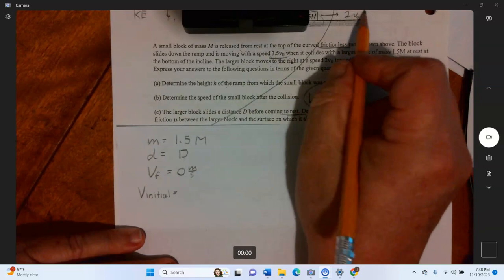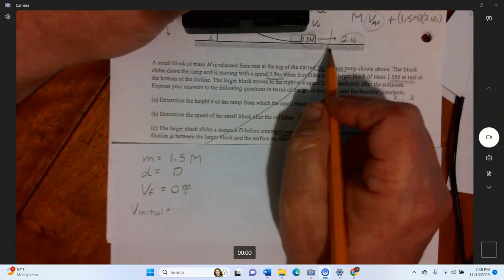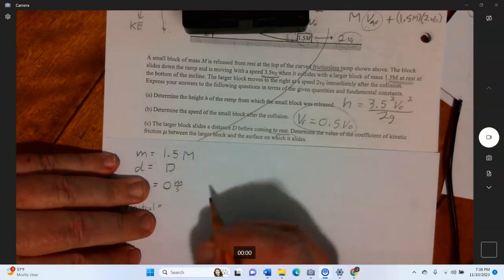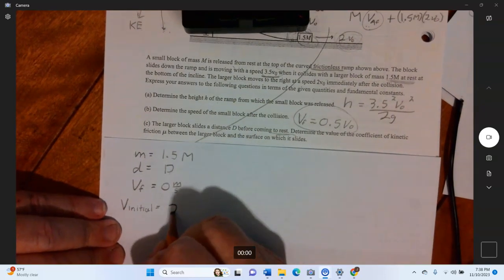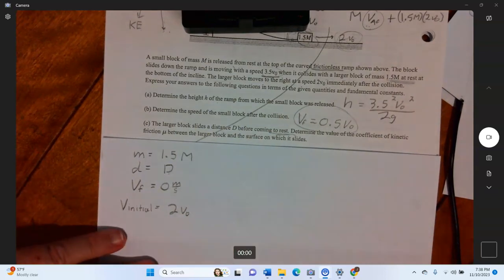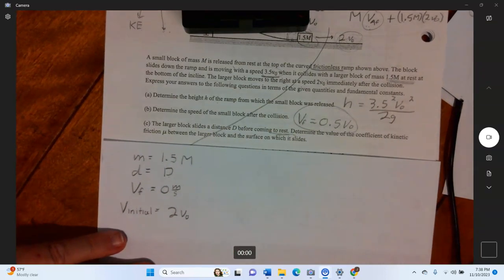But they tell you what it is. It's this number right here, if you can see that, let me move it up a little there. It's 2VO. That's what they said in the problem. Okay, so that's 2VO. All right.